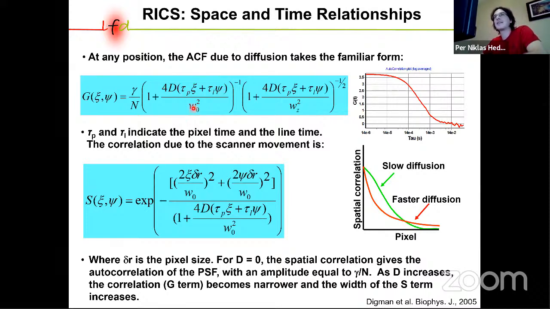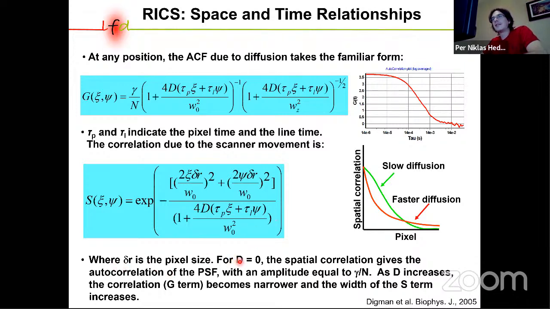And then here we have the size of our observation volume squared. Because it's 3D diffusion, we have the second term here. Again, instead of just tau, now we have tau pixel times pixel shift plus tau line times line shift. Okay, this describes the motion of the molecule. Then we also have to have the function that describes the motion of the laser beam, the scanning, which is just an exponential decay. And the parameters here, again, we have pixel shift, line shift, and then we have the pixel size, delta r. And again, the diffusion coefficient will play a role.